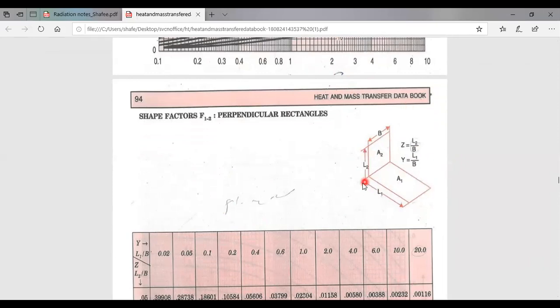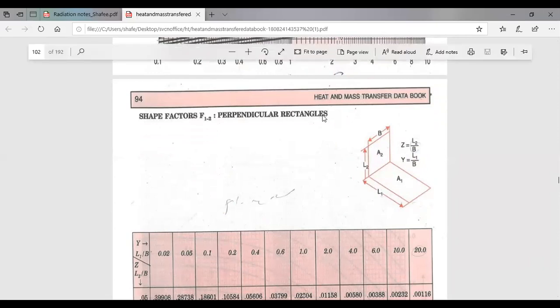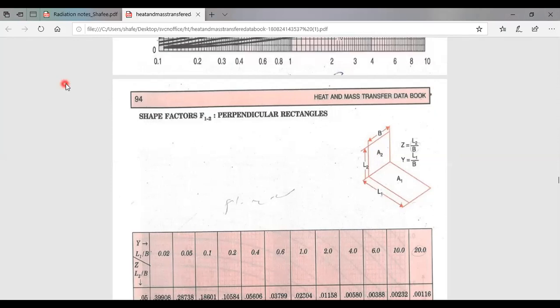So what is this? This is two rectangles with a common edge. If it's like this, I can very easily find it. Like your room, you have a top surface as well as a bottom surface, the ceiling and the ground. All the walls and the ground can be assumed as two perpendicular rectangles, and the ceiling as well as the ground will be assumed as parallel rectangles.